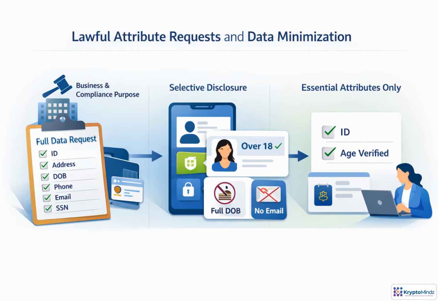Data minimization starts with a simple question. What do we actually need to know to make this decision? Every attribute should map to a clear business or compliance purpose. If the goal is just to confirm legal age, you don't need a full birth date, address, and phone number. Wallet-based KYC lets you request only essential attributes, or even over 18 proofs, so you reduce risk, improve privacy, and still fully satisfy regulatory requirements.